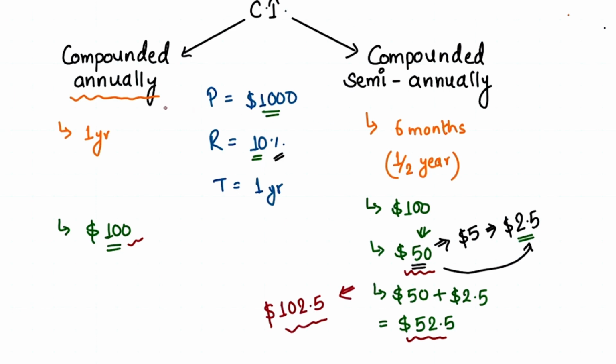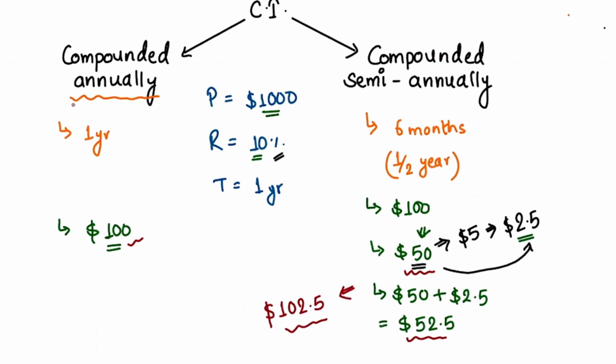Whereas in case of compounded annually, you need to wait 1 year to get your interest, and only after 1 year you get interest on your interest. So it's more beneficial if you put your money in compound interest compounded semi-annually than compounded annually in your bank account if they are providing you the same rate of interest.